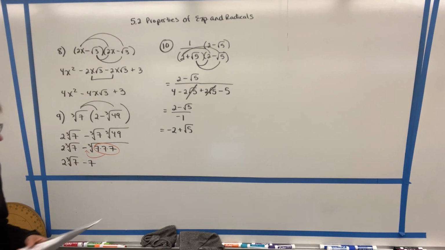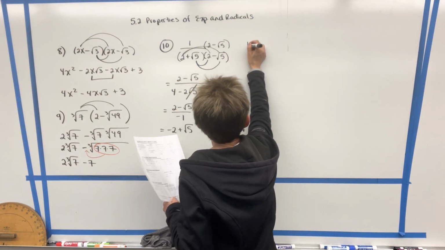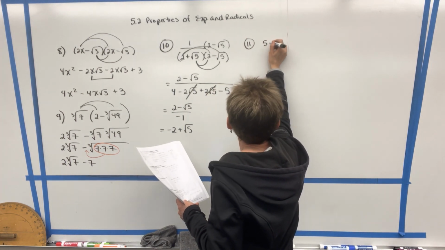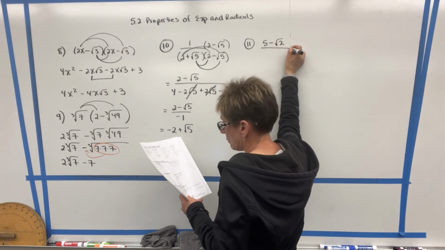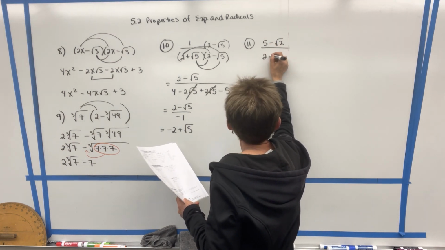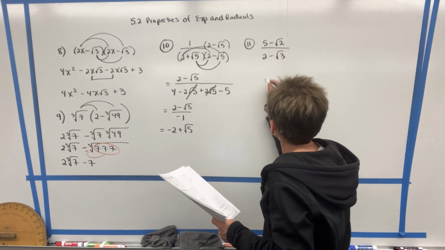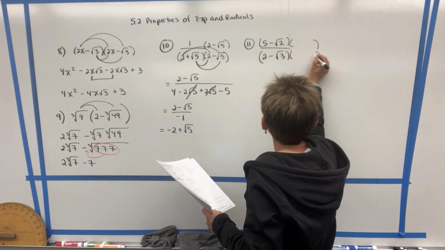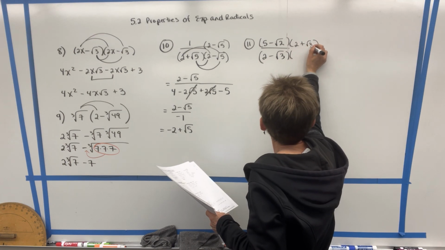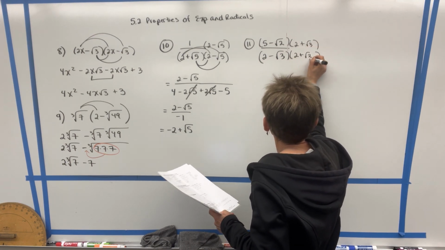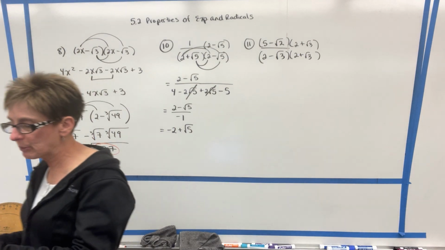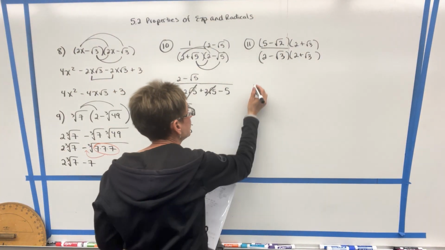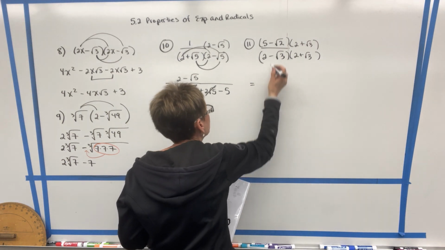I'd like to do just one more example using that same process with a slightly more complicated problem. So let's say I have 5 minus radical 2 over 2 minus radical 3. Again, it's not okay to have a radical in the denominator, so I need to multiply by what we call the conjugate of the denominator. It has the same terms, but a different sign in the middle. This one's just a little harder because I do need to FOIL the top and the bottom.